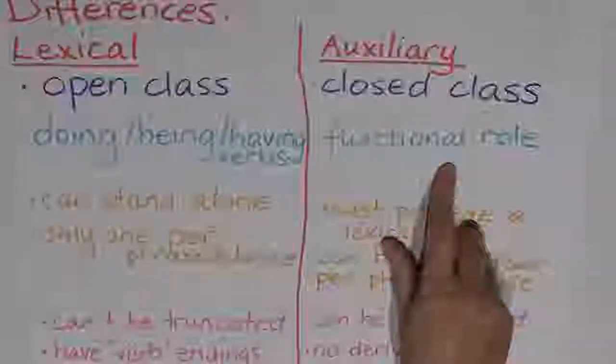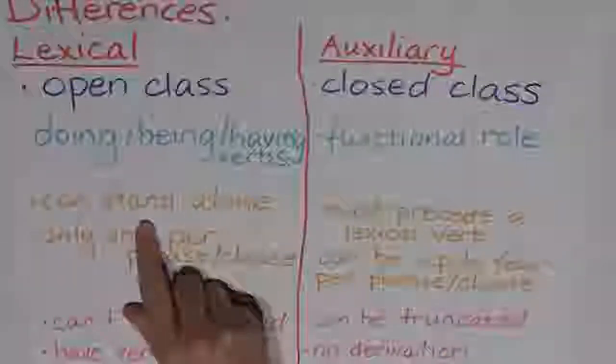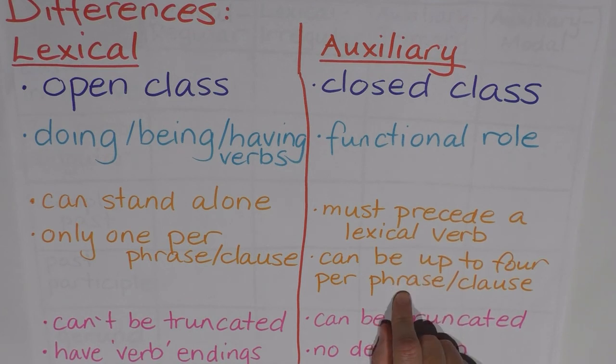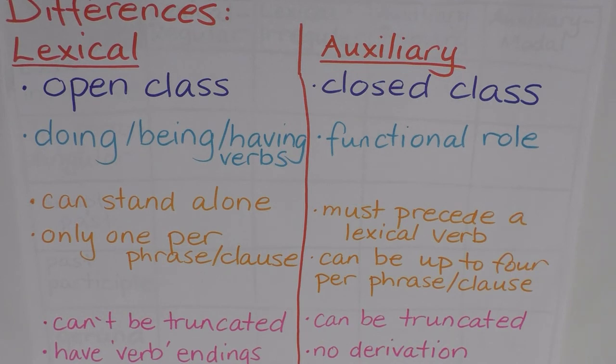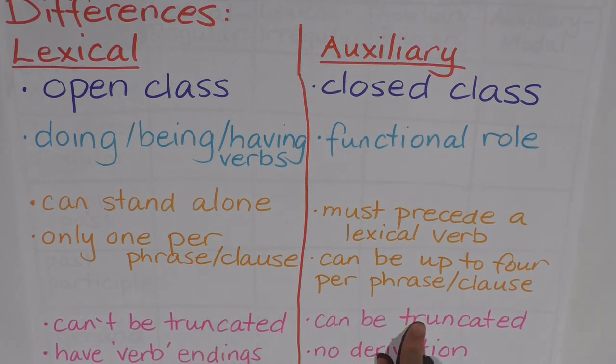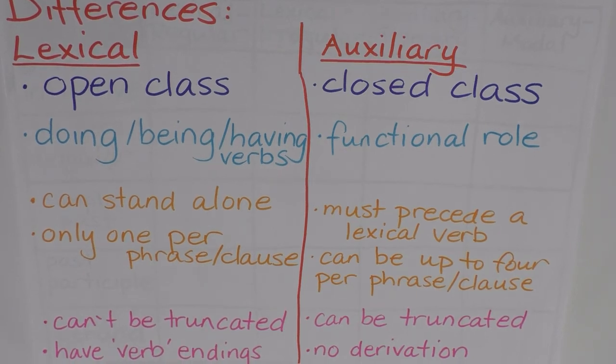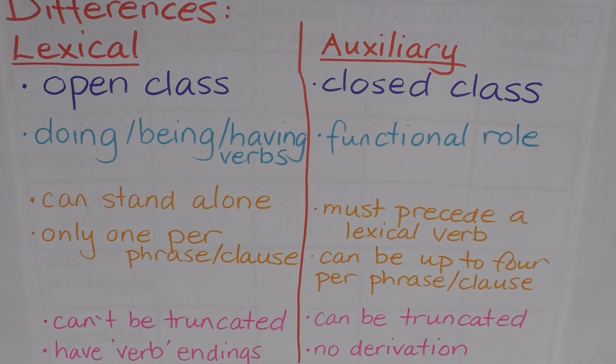Syntactically, they are different too, because lexical verbs can stand alone, and there can only be one lexical verb per verb phrase. But auxiliary verbs have to precede a lexical verb, and there can be up to 4 of them in one verb phrase. Finally, morphologically, we know that auxiliary verbs can be truncated, whereas lexical verbs cannot. And lexical verbs can carry endings to change them from other word classes, such as -ize, which might change summary, noun, into summarize, verb, whereas auxiliary verbs, because they are a closed class, have no derivation. So they're the differences, and there's quite a few.